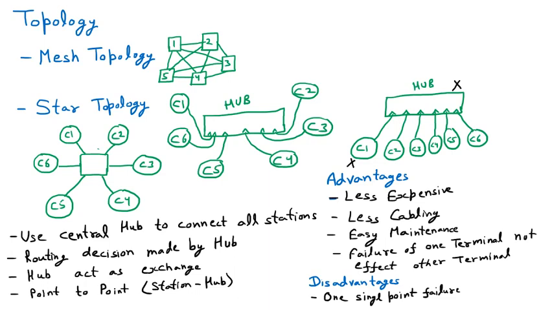Or we can also write it like this: failure of central hub affects all terminals. Means if the hub is not working, all terminals will stop working, so all terminals are now not working. So that is the star topology.